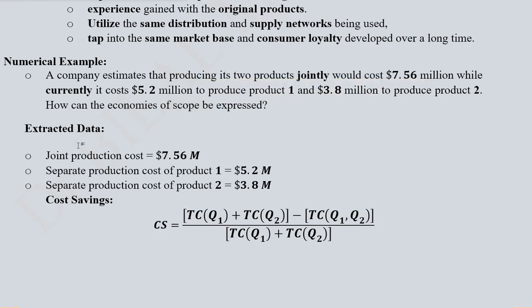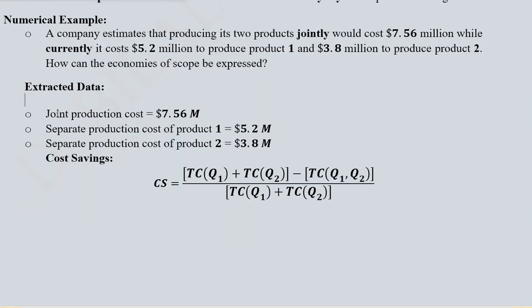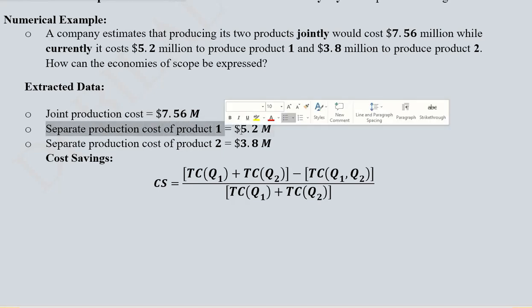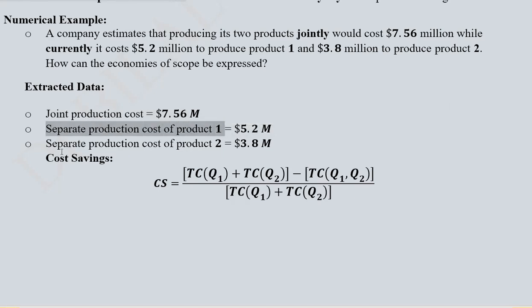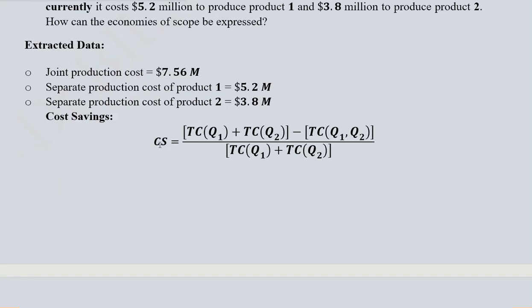Now let's talk about the extracted data. This is the extracted data. The joint production cost is this much, as we have already read it here, and there is separate production cost for product 1, and then there is separate production cost for product 2, which is 3.8 million. So all of this information is already given.